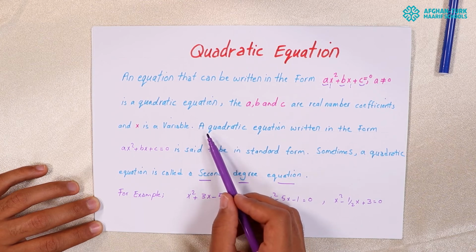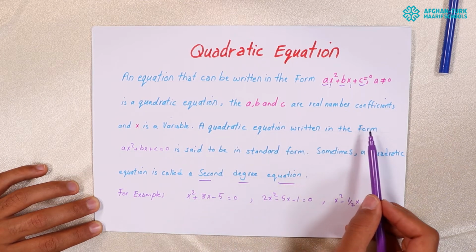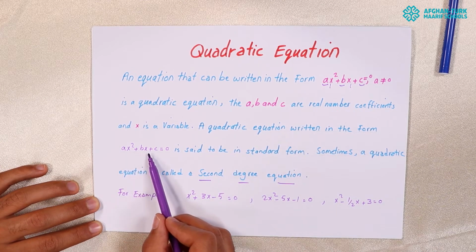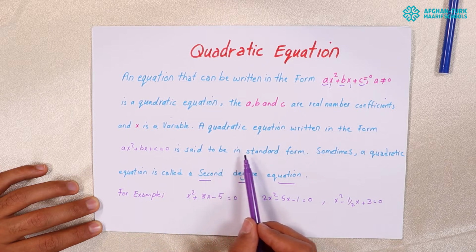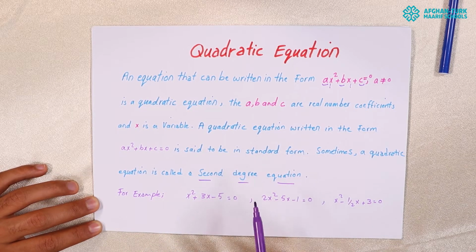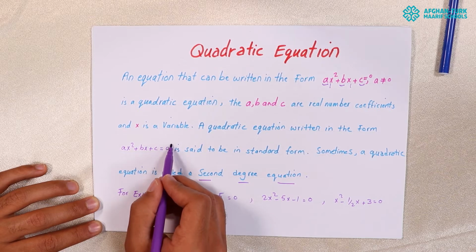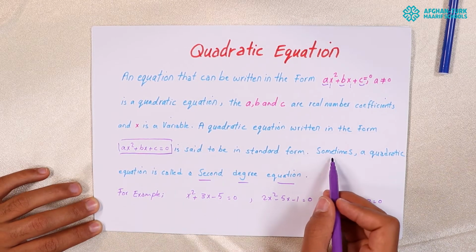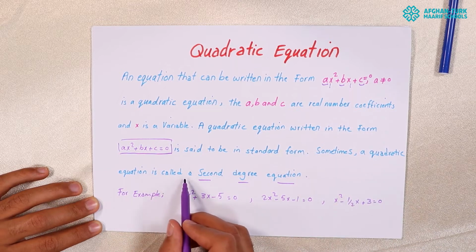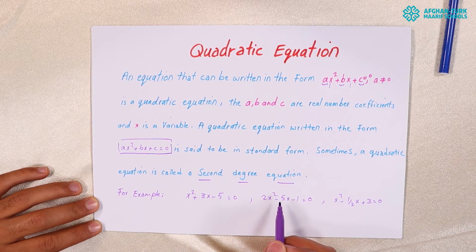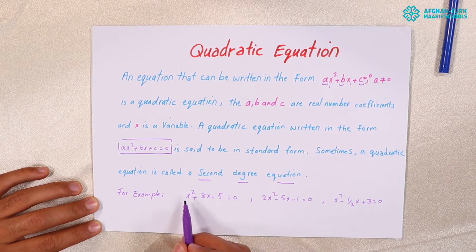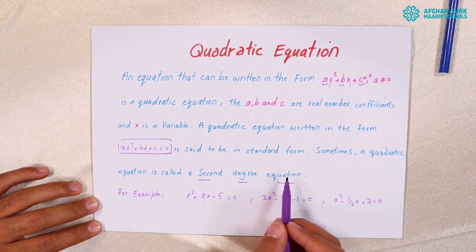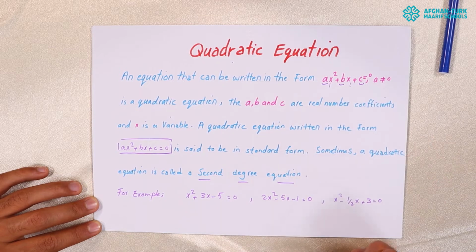A quadratic equation written in the form ax squared plus bx plus c is said to be in standard form. It means the standard form of a quadratic equation is this. Sometimes a quadratic equation is called a second degree equation. It means the power of the variable is 2, then it's a second degree equation. The other name is quadratic equation.